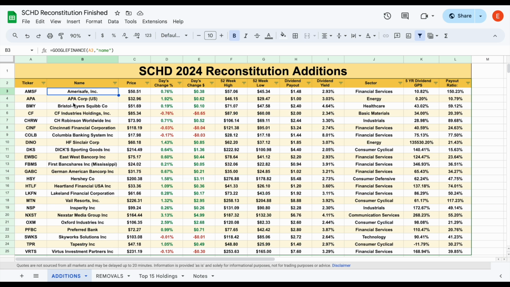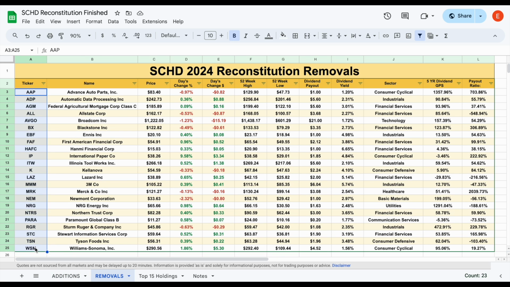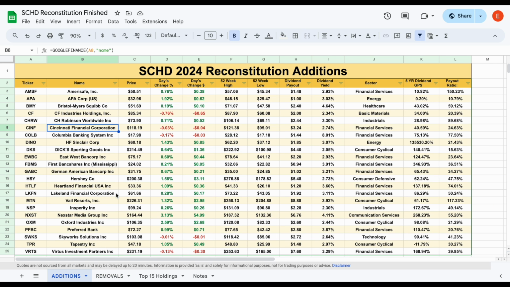But starting from the top, we can see there were 23 new additions to SCHD, and if we look at the removals, there were 23 removals as well. So let's go ahead and go through some of these key additions. Of course, you can pause the video and look at each one right now if you want, or download the spreadsheet. But some of the most interesting additions, in my opinion, are going to be BMY, Bristol Myers Squibb, and we'll touch on them more later in the video.